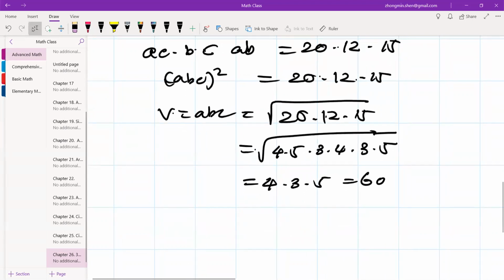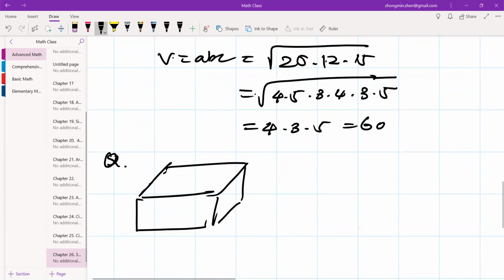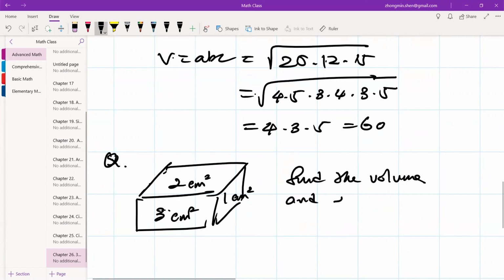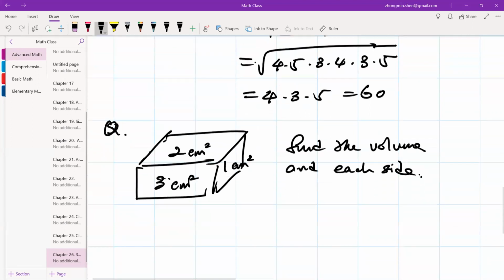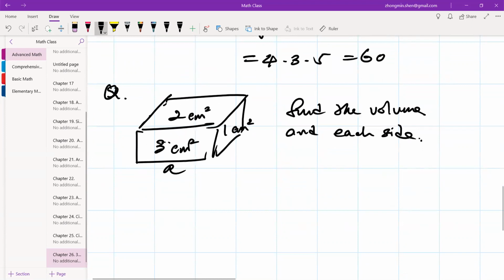Let's change the problem a little bit. This time, if you don't know the result, the face areas are 3 square centimeters, 2 square centimeters, and 1 square centimeter. Find the volume and each side. But this time each side is not an integer length. So you have ABC. Step 1, you write down AC equals 3, BC equals 1, and AB equals 2.